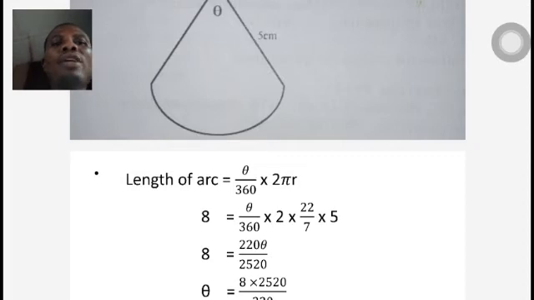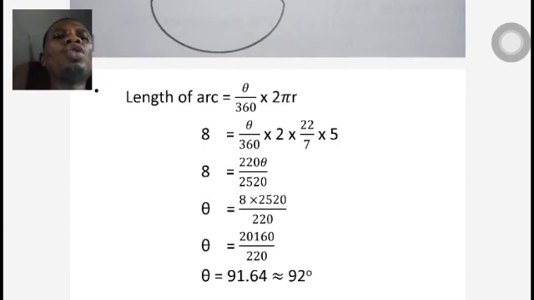8 is equal to, you are not given theta now, so you write theta over 360 times 2 times 22 over 7, which is the value for pi, times the radius, which is 5. So we now have 2 times 22 times 5 times theta, which will give us 220 theta over 360 times 7, which gives us 2520. So now I have 8 is equal to 220 theta over 2520.